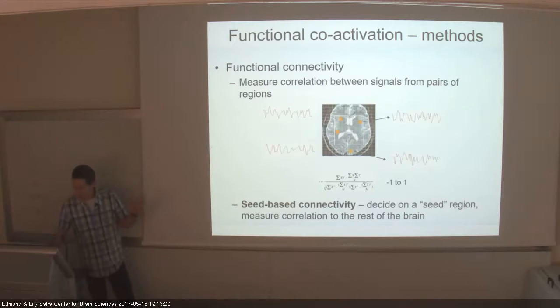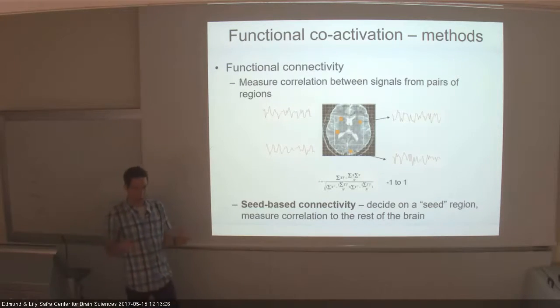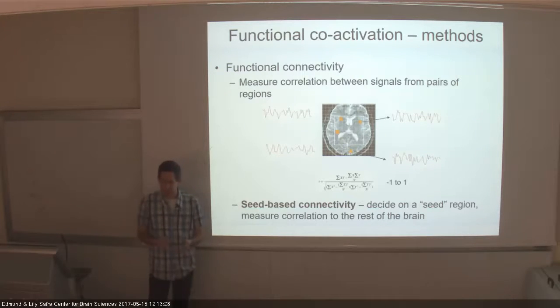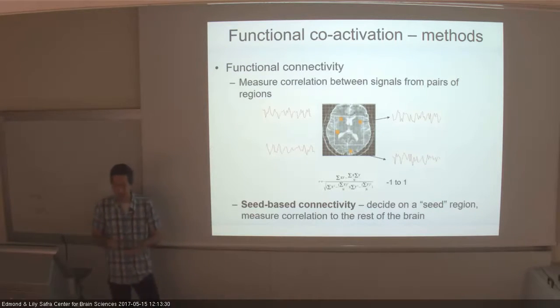Okay, so this is one issue. Assume we did this. We found that the hippocampus and the left medial prefrontal cortex are both activated during navigation. Now, yeah.